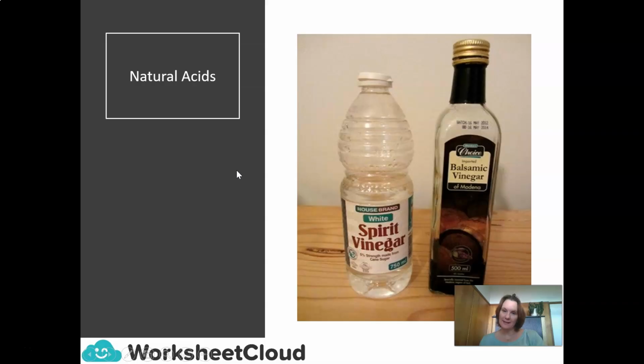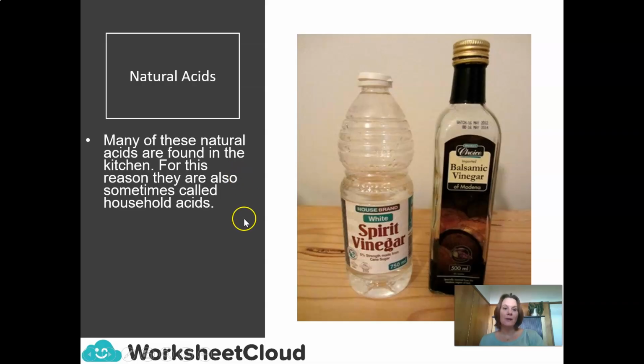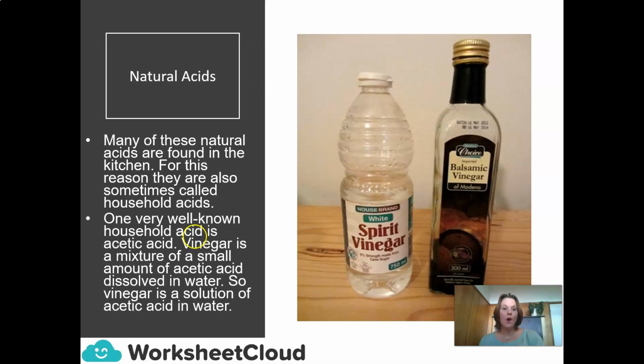What are natural acids? Natural acids are the natural acids found in the kitchen. For this reason, they are also called household acids. One very well-known household acid is acetic acid. Vinegar is a mixture of a small amount of acetic acid dissolved in some water. So vinegar is a solution of acetic acid in water.